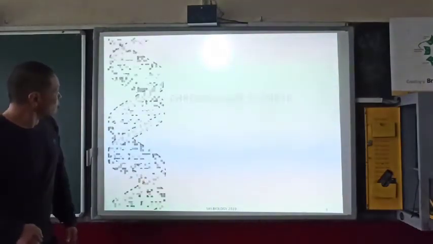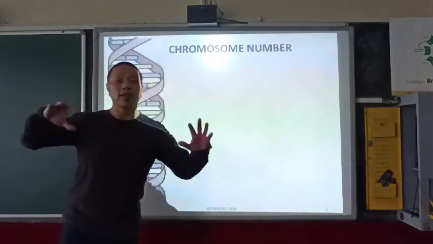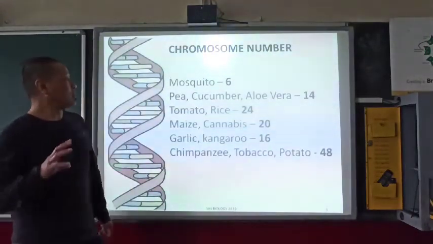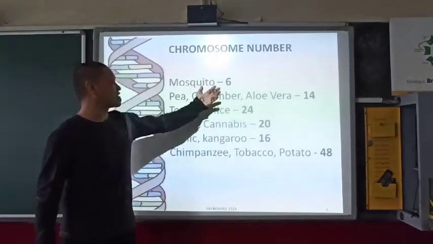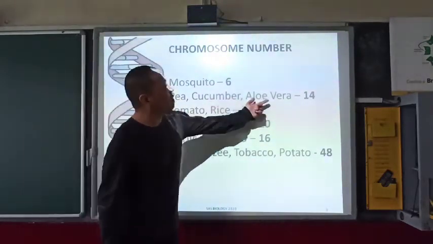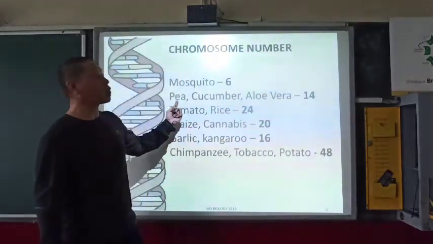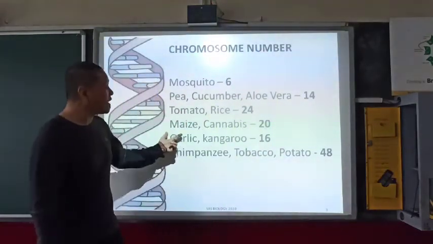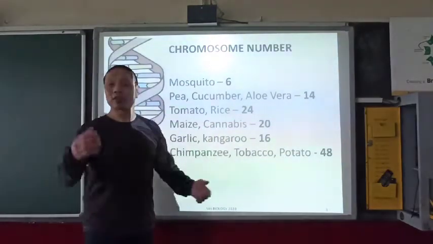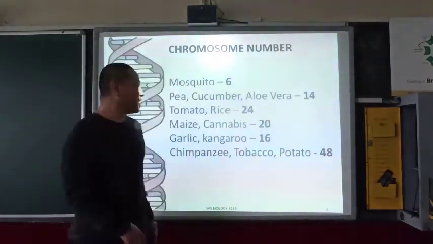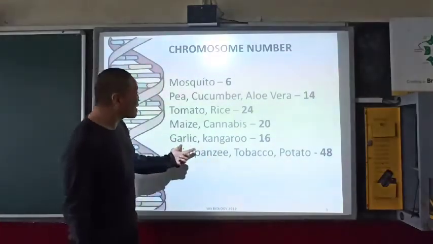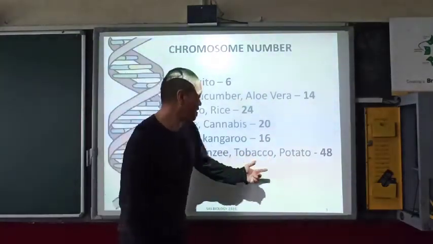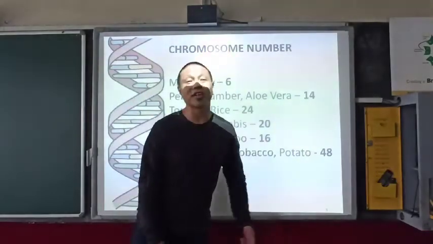The next one, chromosome number. Now we all know that different organisms have different numbers of chromosomes. Just check some of the chromosome numbers of different organisms. Mosquito has just 6 chromosomes. Pea, cucumber, aloe vera have 14. Notice this is the one that Gregor Mendel studied. Tomato and rice have 24. Maize and cannabis, one plant that some of you might be interested in, have 20 chromosomes. Another one, this is interesting. Garlic, kangaroo, they have 16 chromosomes. Chimpanzee, tobacco, look at the contrast. Tobacco and potato have 48.